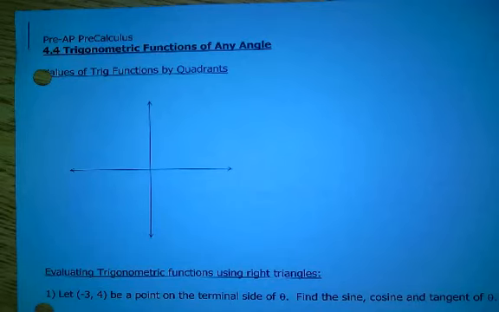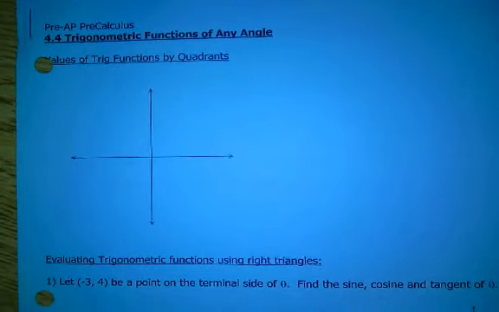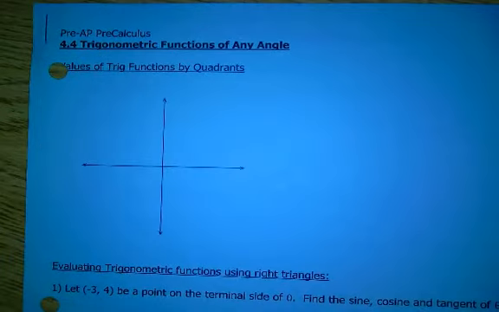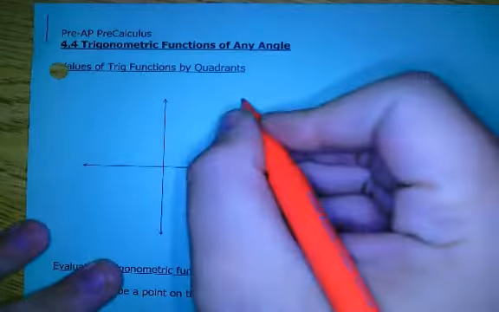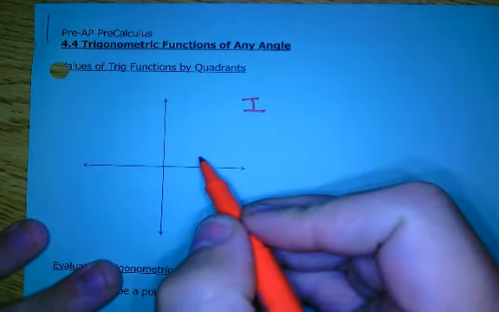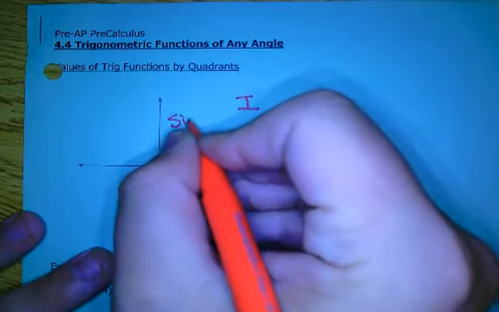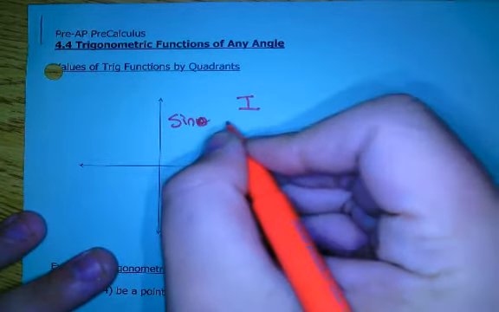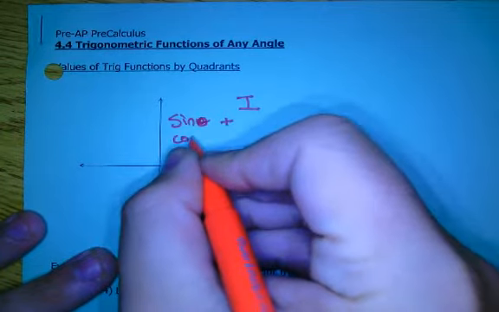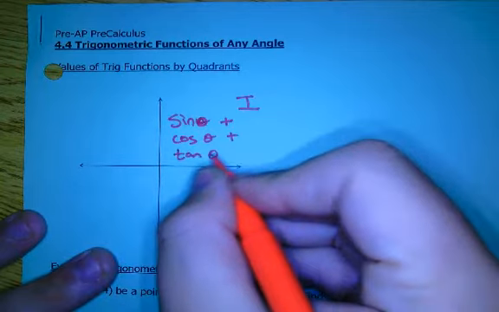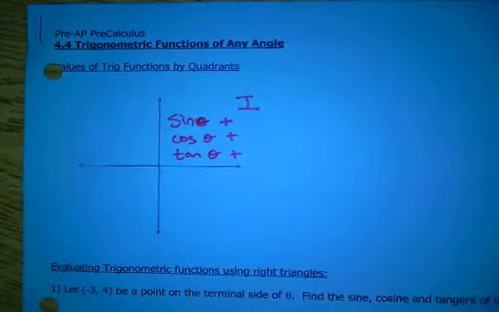Class, now that we have mastered the unit circle, it's time to start evaluating some trig values using that unit circle. First off, let's find the values of trig functions by their quadrants. In quadrant 1, the x values and y values are all positive, which means that sine of theta is positive, cosine of theta is positive, and if you divide those, tangent is positive.